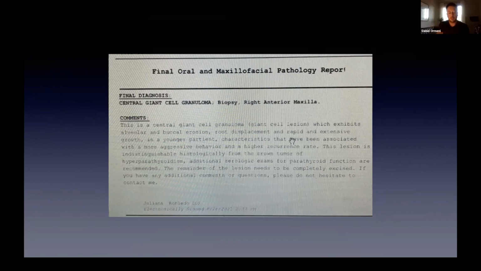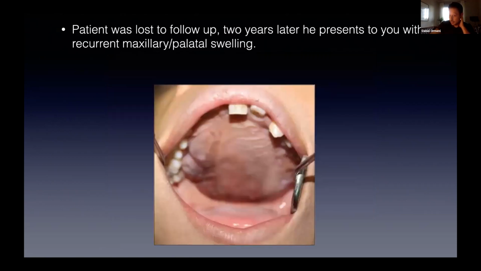Okay. So what labs would you check? Parathyroid hormone and parathyroid stimulating hormone. All right. So you basically take this thing out, and you follow up with a patient for a couple of months, but he's lost the follow-up. He comes back to your clinic looking like this. What do you think is going on? This appears to be a recurrent CGCG.